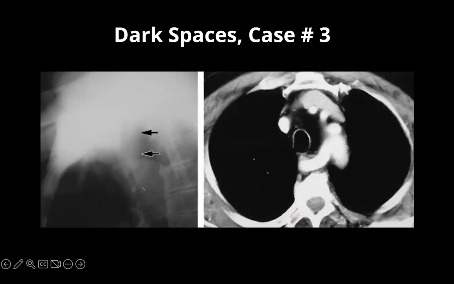This is a nice one because that nice Raider's triangle is not seen, and there's opacity projecting just posterior to the trachea here. So the CT scan demonstrates a left-sided aortic arch with that right aberrant subclavian artery passing all the way posterior to the trachea and going to the right side, and that has caused the opacity in the Raider's triangle.